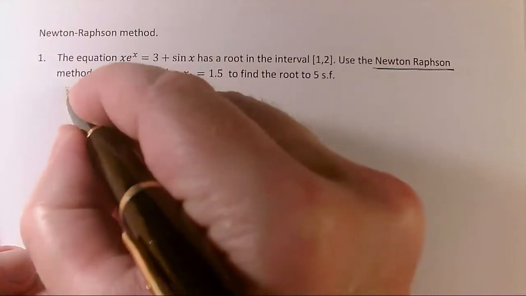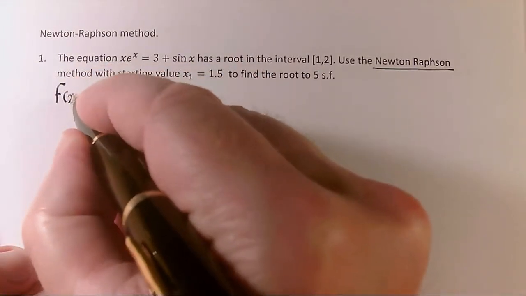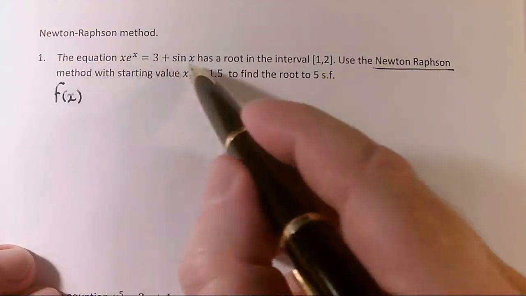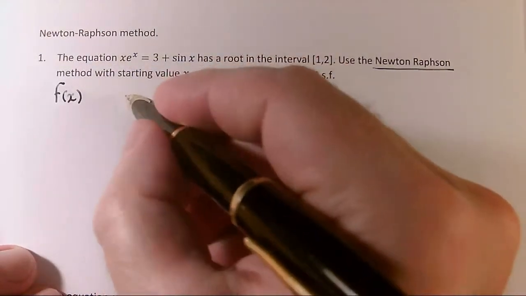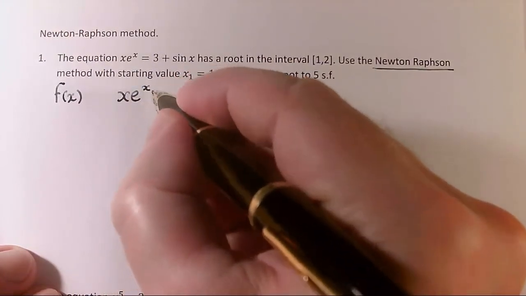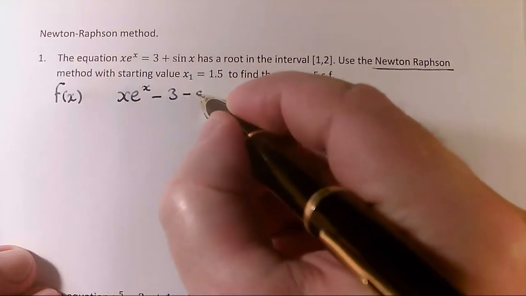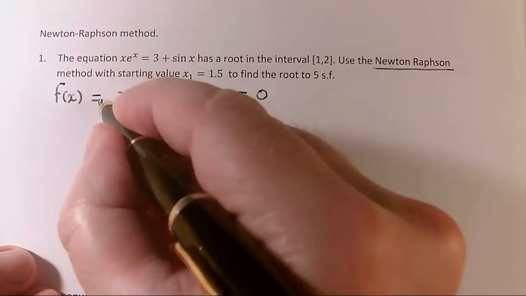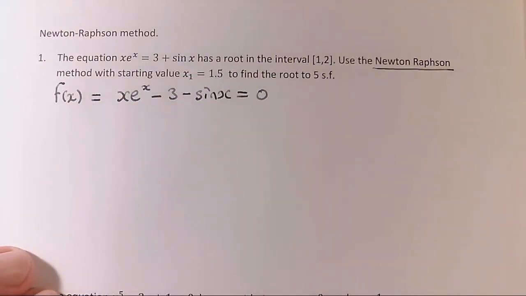So the first thing the formula book told us we need is an f of x which equals 0. So this is the same as you'd need for the sign change method. This hasn't got 0 on one side, so I need to rearrange it till I have. So I can have x e to the x, I can take away the 3, I can take away the sine x, and then it does equal 0, so I can call this f of x. So I've used that first bit of help from the formula book.